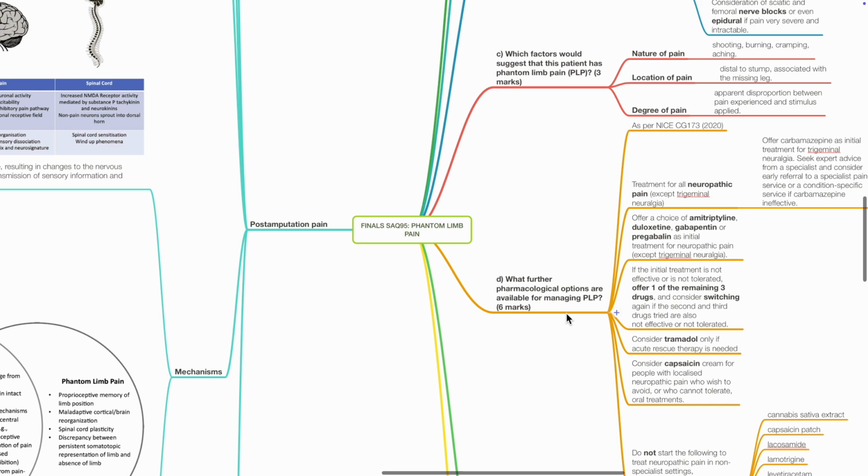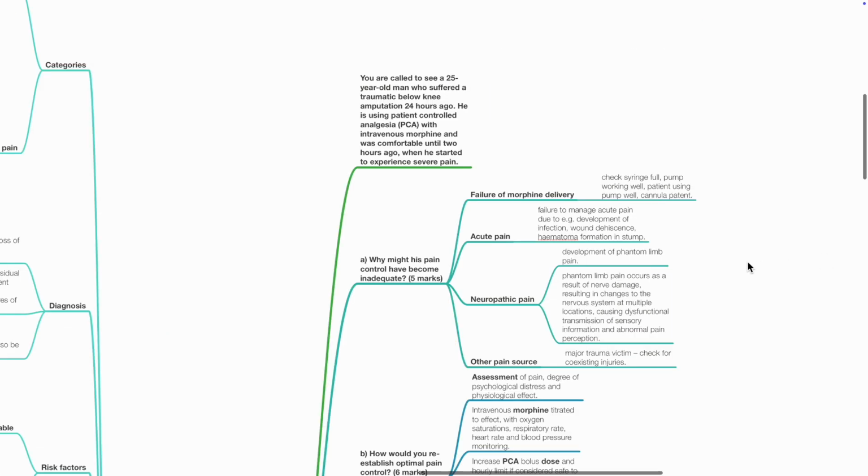Finals SAQ 95 Phantom Limb Pain. You are called to see a 25-year-old man who suffered a traumatic below knee amputation 24 hours ago. He is using PCA with IV morphine and was comfortable until 2 hours ago when he started to experience severe pain. A. Why might his pain control have become inadequate?